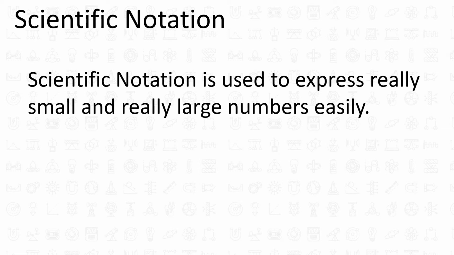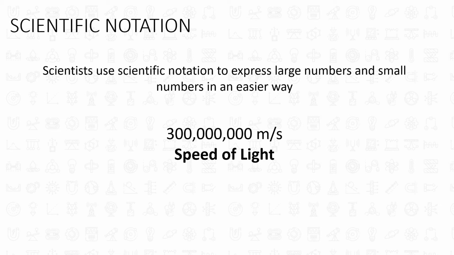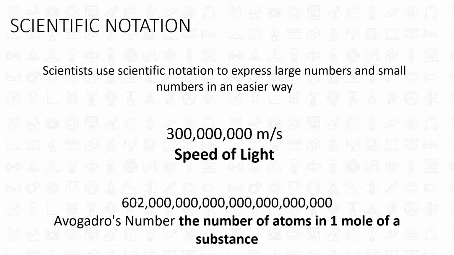scientific notation. Scientific notation is used to express really small or really large numbers easily. Scientists use scientific notation to express large numbers and small numbers in an easier way. So, for example, speed of light, as you can see, is 300 million meters per second. Or Avogadro's number is the number of atoms in 1 mole of a substance. That is a lot of zeros there. So there's got to be a different way. Imagine having to do a calculation where you have to type in all of those numbers several times. That's why we like to shorten it up and use scientific notation as a way to clarify things.